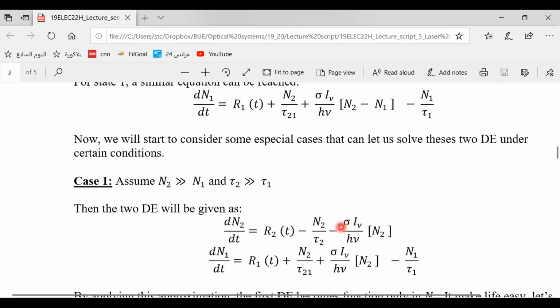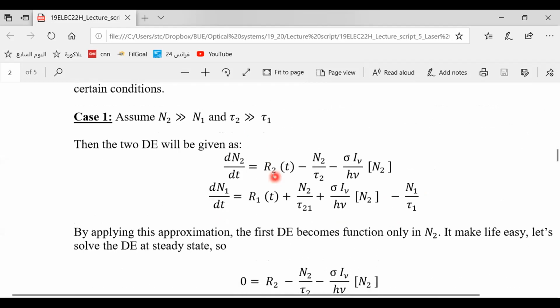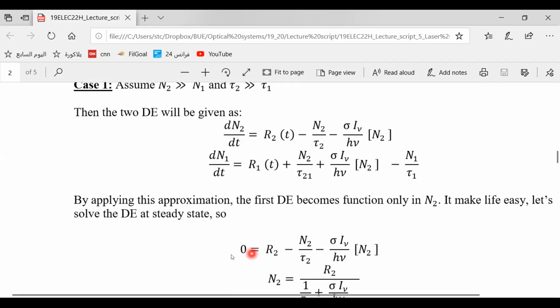Now, it's time to make the second assumption. Again, the first assumption was N2 is much greater than N1, which is tau 2 is much greater than tau 1. What is the second assumption? The second assumption is that it's a steady state. What do you mean by steady state? I mean that dN2 by dt and dN1 by dt equal 0. You remember the steady state condition. By making dN2 by dt equal to 0, it becomes very easy.